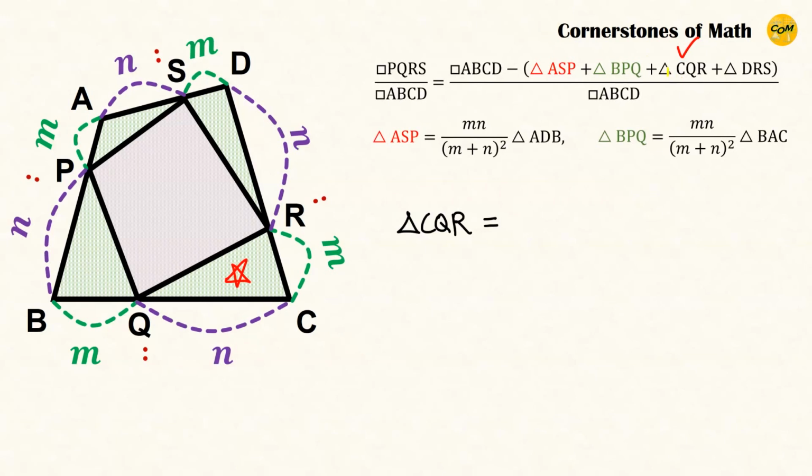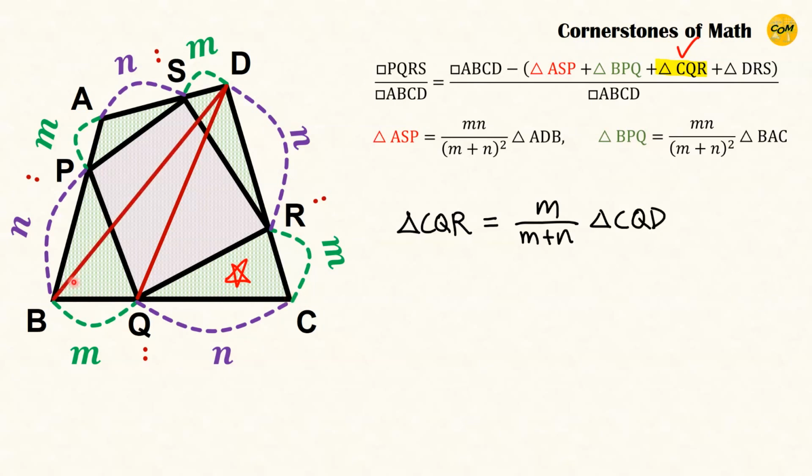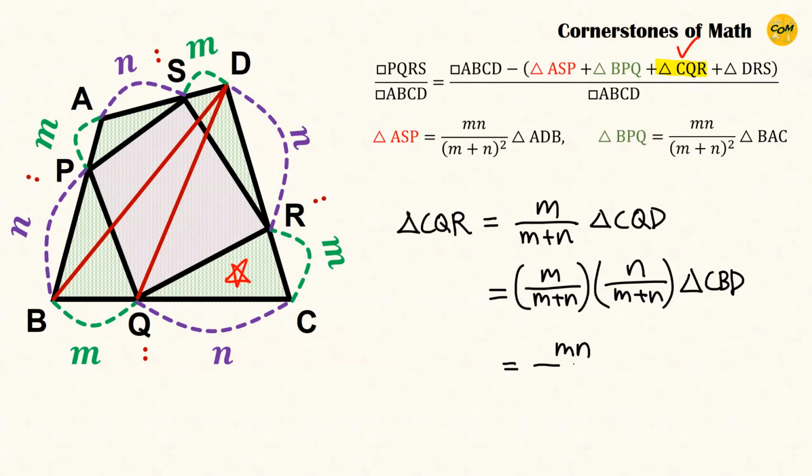And similarly, now for triangle CQR, which is this triangle, first we compare with triangle CQD. Then you will obtain m over m plus n times triangle CQD. Then we compare with triangle CBD. So we have m over m plus n, and the area of triangle CQD can be expressed as n over m plus n times the area of triangle CBD. So we have mn over m plus n squared times the area of CBD.